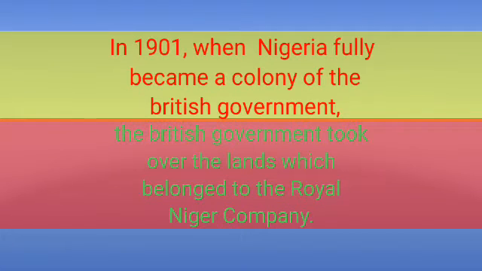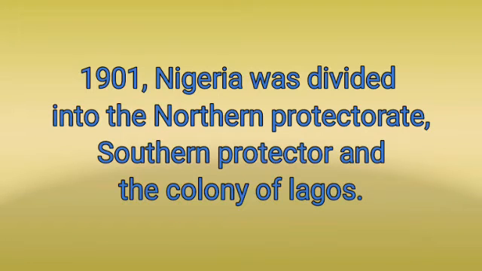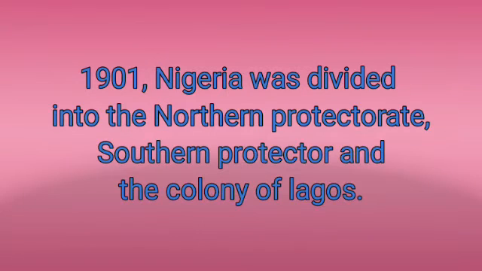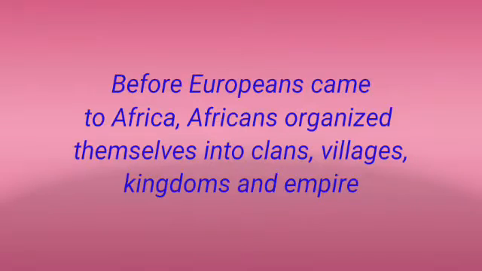Now, in the year 1901, the year when Nigeria fully became a colony of the British government, the British government took over the land which belonged to the Royal Niger Company. Also in 1901, Nigeria was divided into the Northern Protectorate, Southern Protectorate, and the colony of Lagos. So in 1901, that was when Nigeria was divided into the Northern and Southern Protectorate. So you can see it, Northern Nigeria and Southern Nigeria.